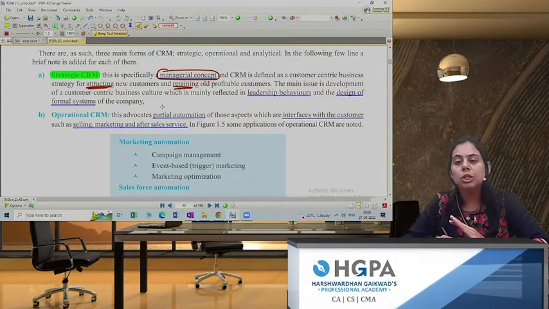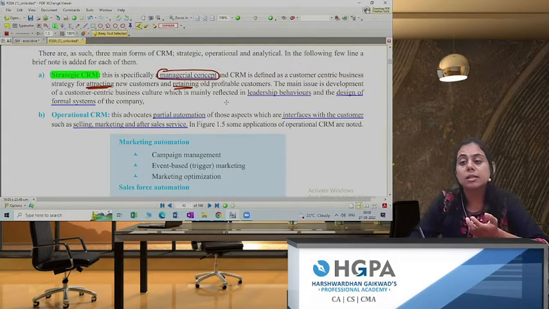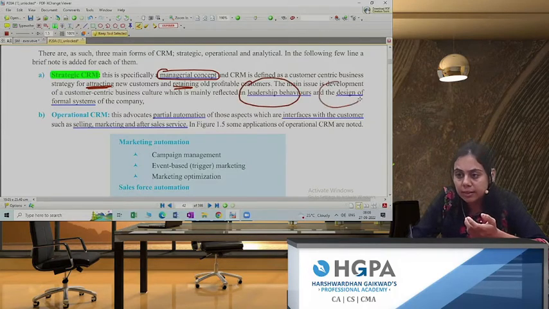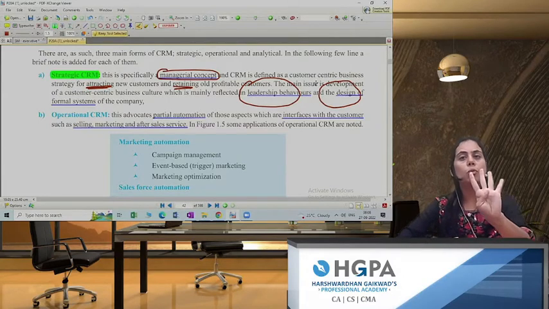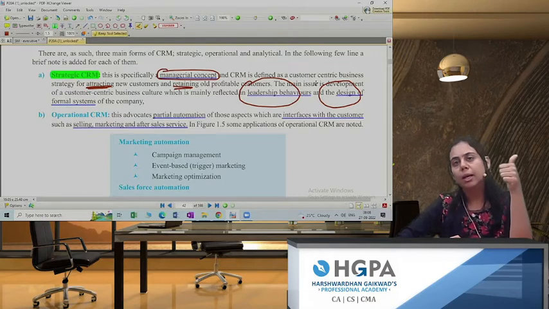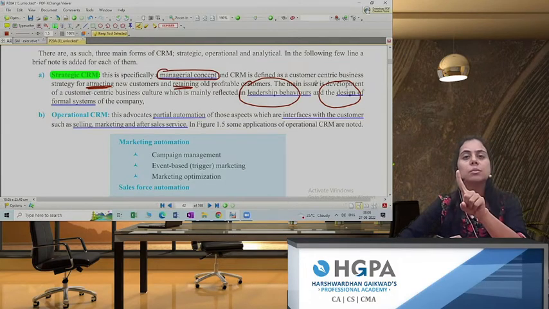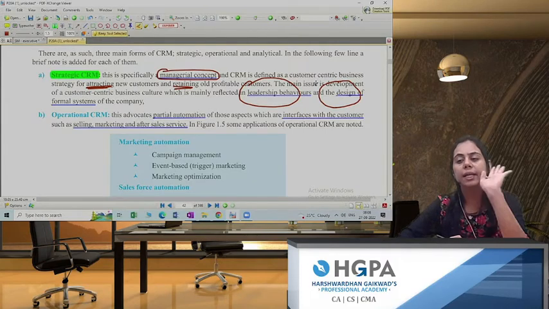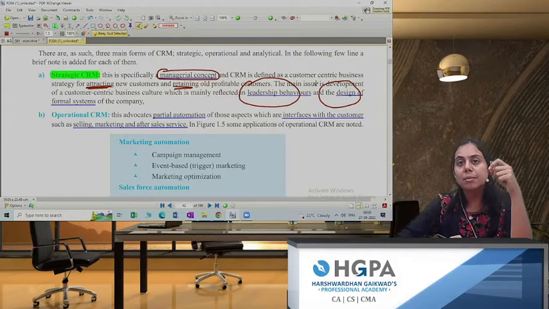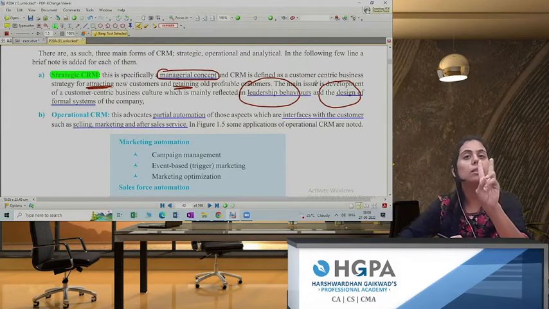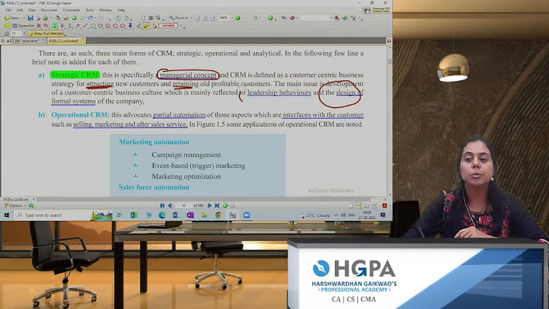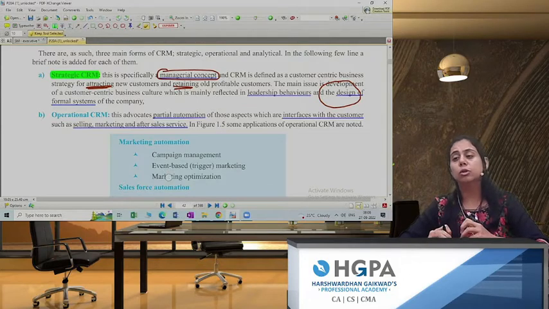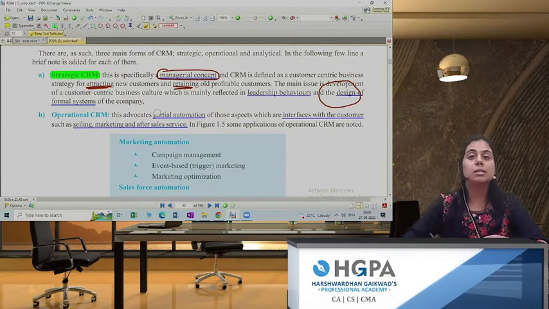And for this, the main issue in the development of a customer-centric business is leadership behavior and the design of the system. So, if we want to revise strategic CRM, there are only four words that are important. The first one is managerial concept. Managerial concept, what does it pay attention to? New customers have to be attracted. Old customers, what do we have to do? Retain them. But when you are working on customer-centric CRM, two important things to be taken care of: one is the leadership. You need proper leadership behavior for the purpose of achieving the target, plus the process, the rules, the regulations, the design of your system. The working system in your company should be very appropriate.